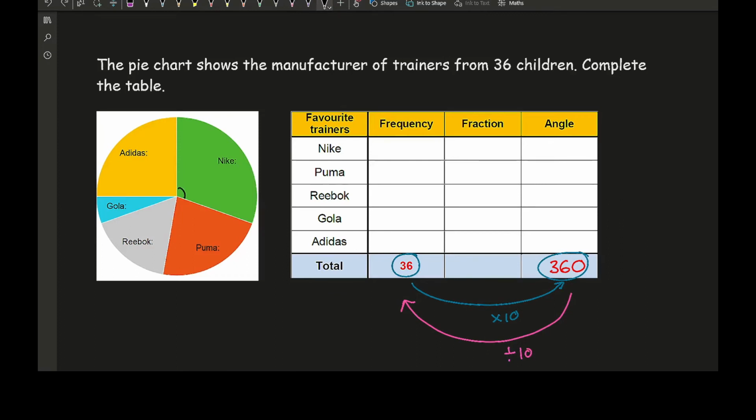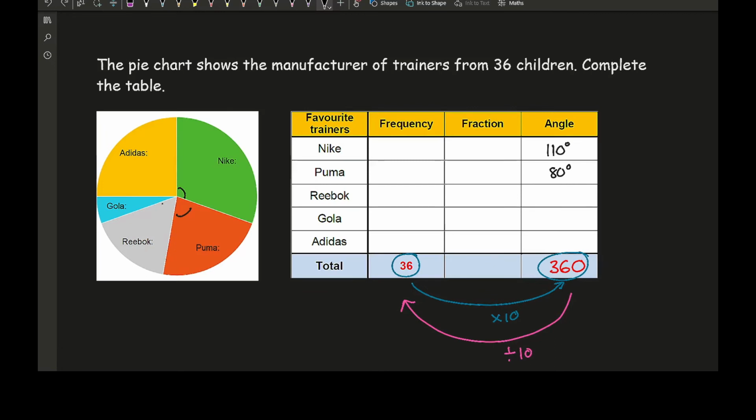So for Nike, it's going to be 110 degrees, and again I worked that out by measuring it with my angle measuring equipment. For Puma, I worked that out as being 80 degrees, and try and use your knowledge of acute and obtuse. If an angle in the pie chart looks obtuse, you know it's going to be more than 90. If it's acute, you know it's going to be less than 90, and that should help you decide which of the two numbers on your protractor or angle measurer you need to use.